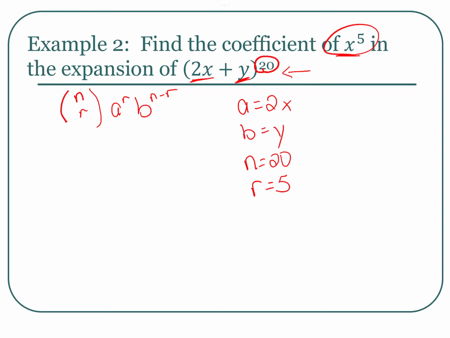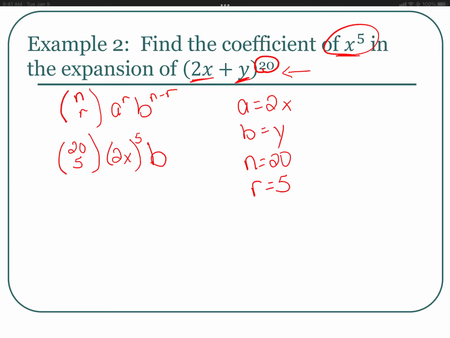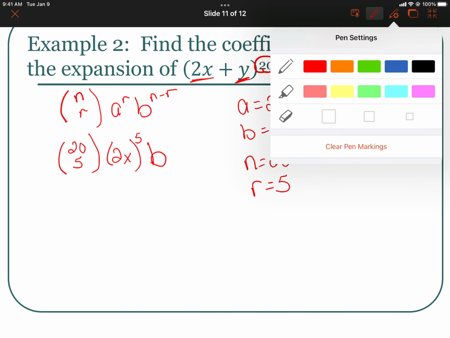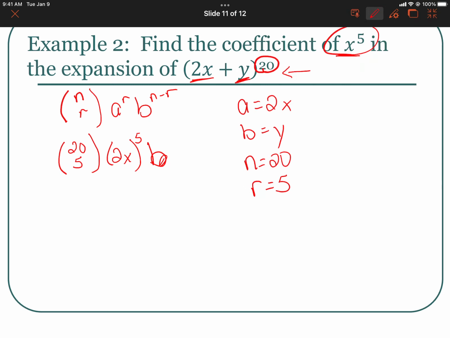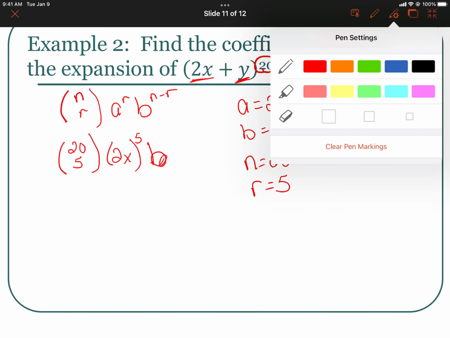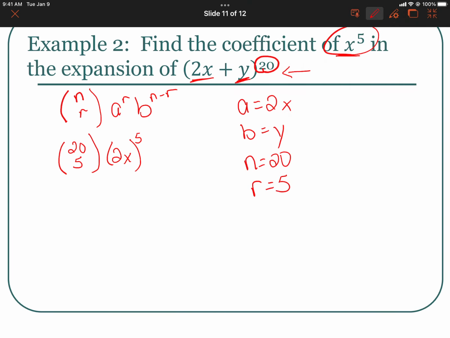Okay, so now we're just going to substitute in what we get right here. So this is going to be 20 choose 5. Our a is 2x, so we're going to put it in parentheses, (2x) to the r, and our r is 5. B to the, oh, whoops, no, I don't want just the b right there. Let me erase that. Okay, so then my b is y, so this is going to be y to the n minus r, which is y to the 20 minus 5.